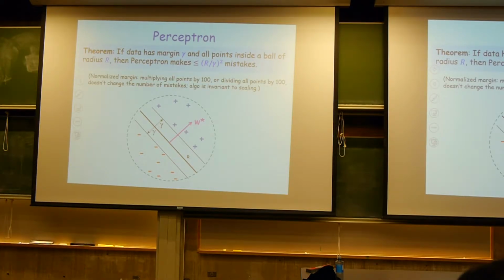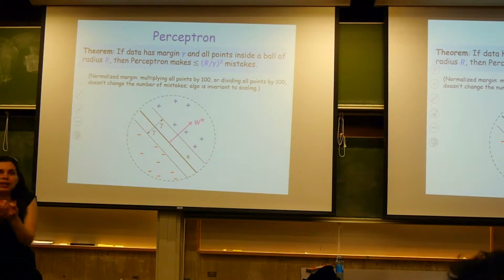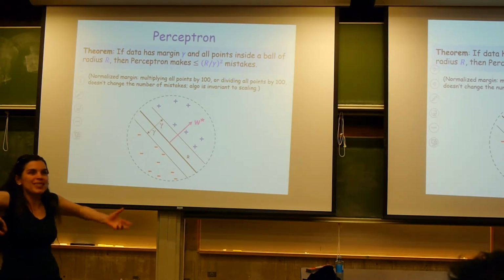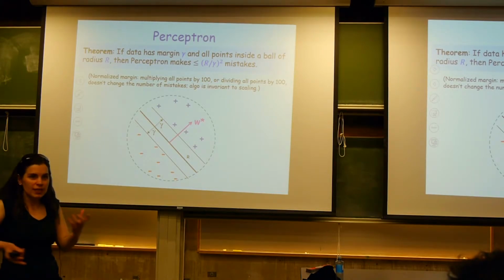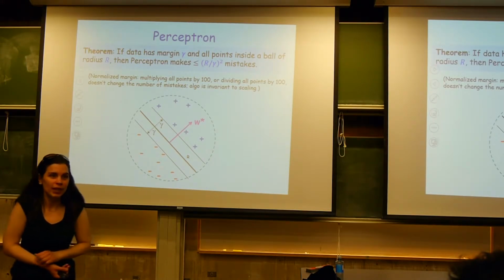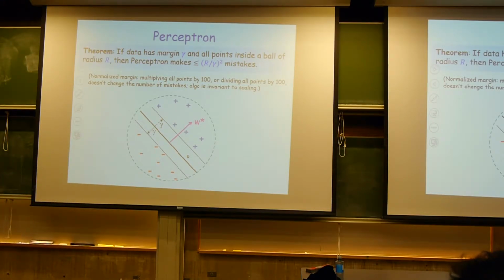Okay, and just a comment here, why do we have to have this R in the bound? Well, you need to consider normalized margin, right? Because you could only scale the examples and artificially increase the margin. But the number of mistakes should be really the same, right? So this makes everything scale invariant. It shouldn't matter if we use centimeters or meters or anything like that. So it's very natural to have it here in the bound.